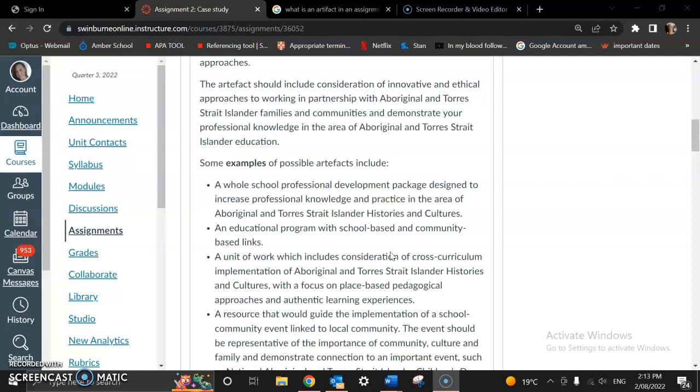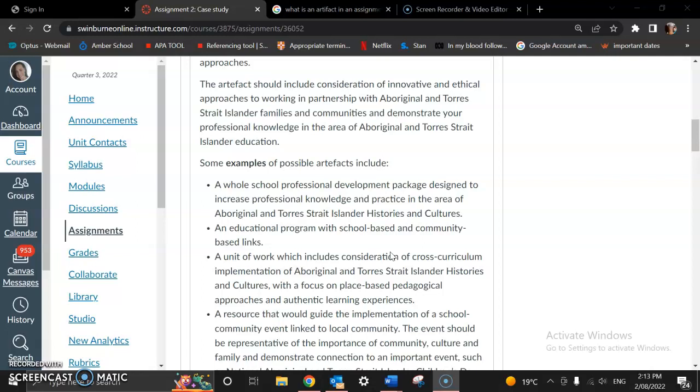You could talk about a program that links to the community. So you may focus from the perspective of one classroom or the whole school, where you're developing links to the community, the Aboriginal and Torres Strait Islander community, inviting them in, inviting elders in, and integrating that into your learning and embedding the Indigenous perspectives.